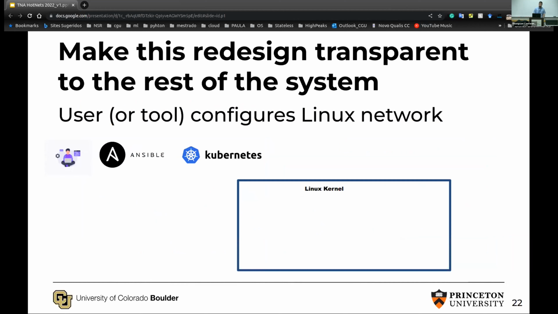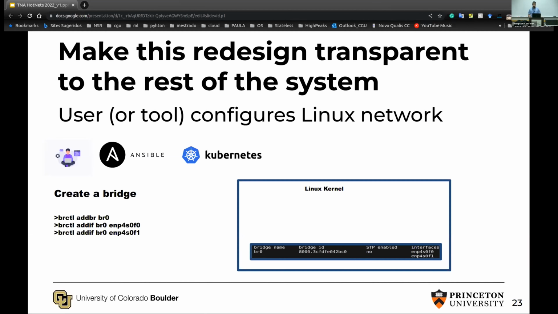Next, we want to make sure that this redesign will be transparent to the rest of the Linux ecosystem. As I mentioned, we can continue using Linux tools and APIs to configure it, and also continue using Linux protocol implementations to build our services. In this example, we can see that with TNA, an operator, or a tool like Ansible or even Kubernetes, can continue using Linux commands and APIs. For example, it can use brctl to create a bridge.